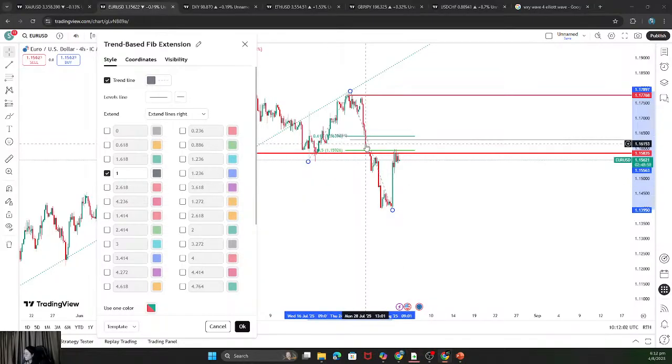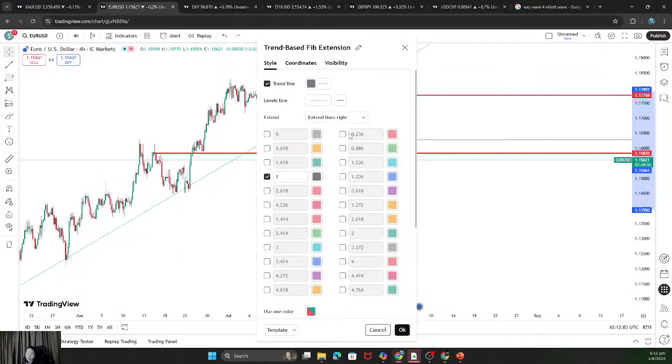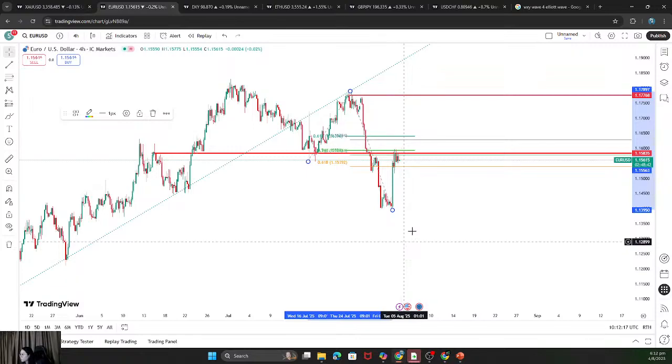Okay, oh, you're right. It is. So 61.8, 78.6. Jamil is right. Sorry, I just have to double confirm. 100, 127.2 is also a very weak level.